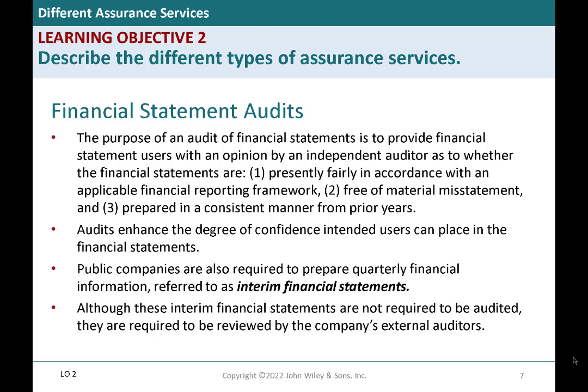a company's financial statements are, first off, fairly presented in accordance with what we call the applicable financial reporting framework. Typically, in the U.S., this means that the financial statements are fairly prepared in accordance with GAAP. If we're talking about international companies, it could be IFRS. Also, that we're going to give reasonable assurance that those financial statements are free of material misstatement.